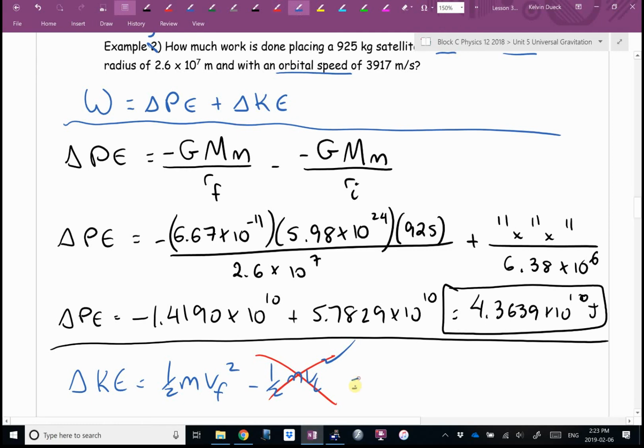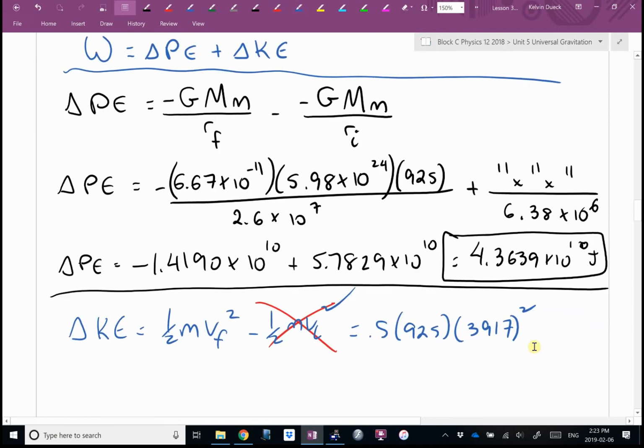Well, this isn't too bad. It's going to be 0.5 times 925 times 3,917 squared. You're going to find, to stay in orbit, the kinetic energy is often in the 10 to the 10th, 10 to the 9th range, but it will always be less than the potential energy change.